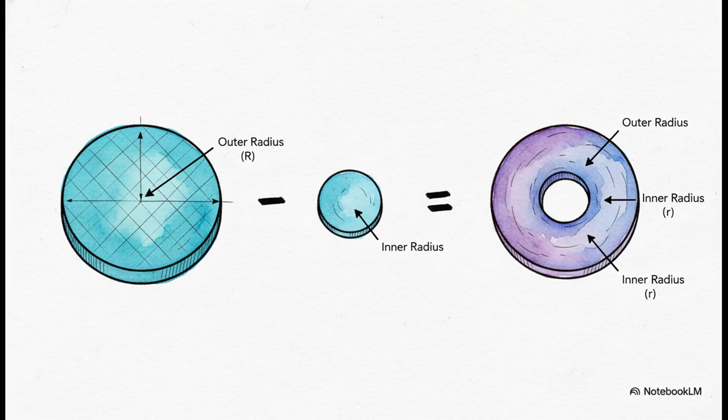But now we've got 2 radii to worry about. A big outer radius, which we'll call capital R, and a smaller inner radius, little r. So our formula is just the volume of the big outer disk minus the volume of the little inner disk. It's just pi times the integral of big R squared minus little r squared. It's really that simple. Let's try it.